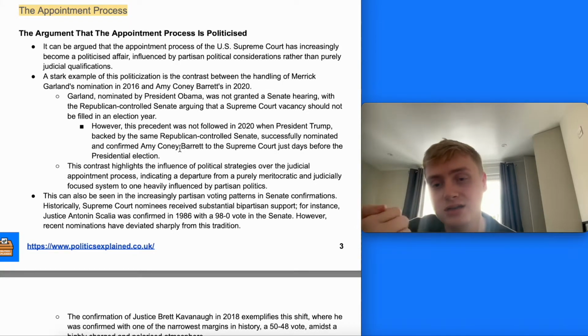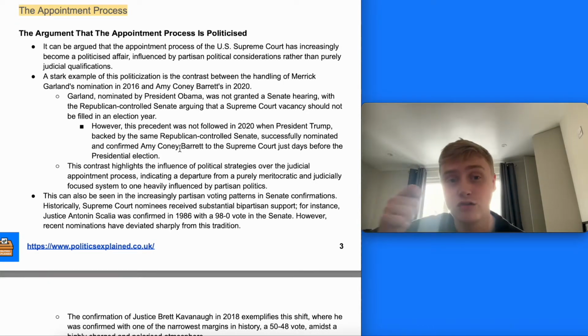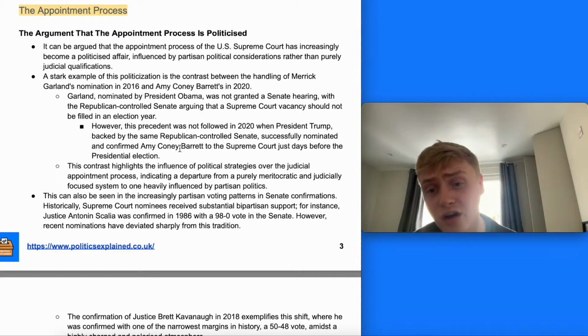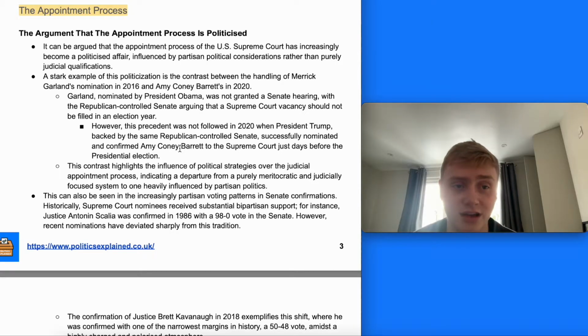So Republicans appoint conservative justices, and Democrats appoint liberal justices. And crucially, that can be argued to be politicised, as they're ultimately trying to get a certain political outcome from the Supreme Court's decisions. Further, the appointment process itself has been fundamentally politicised.